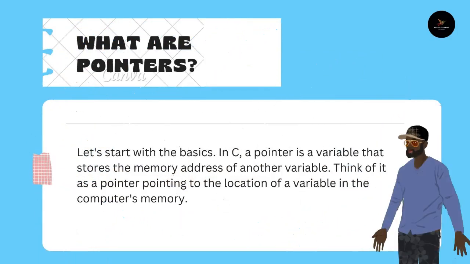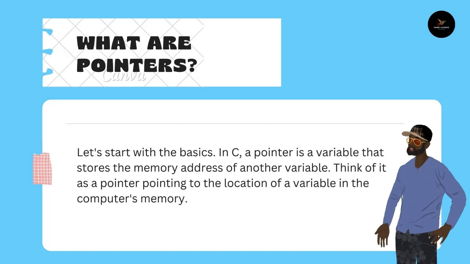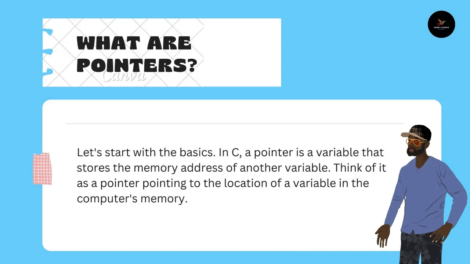What are pointers? Let's start with the basics. In C, a pointer is a variable that stores the memory address of another variable. Think of it as a pointer pointing to the location of a variable in the computer's memory.